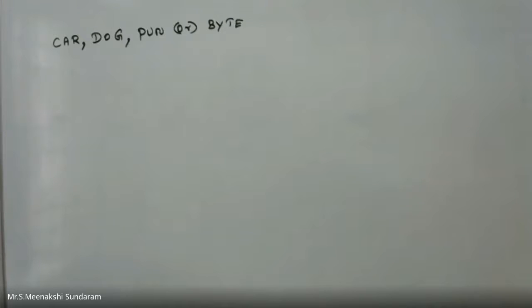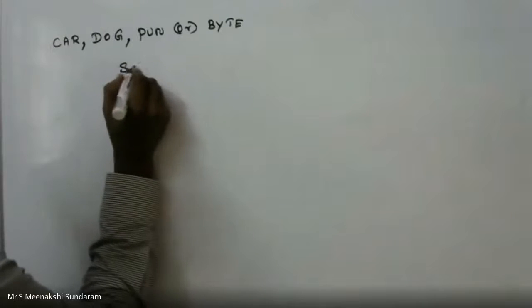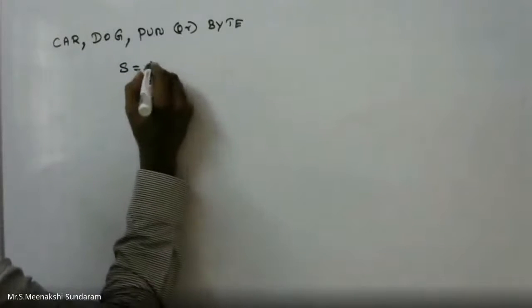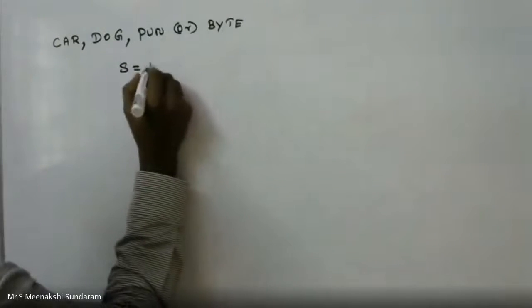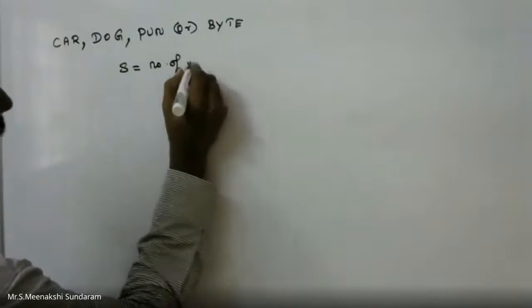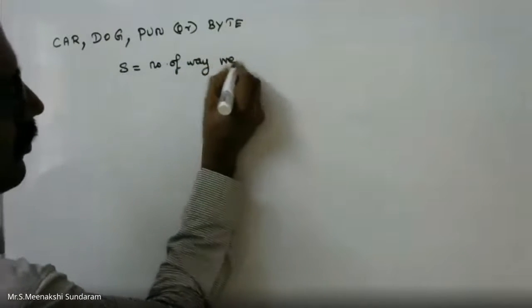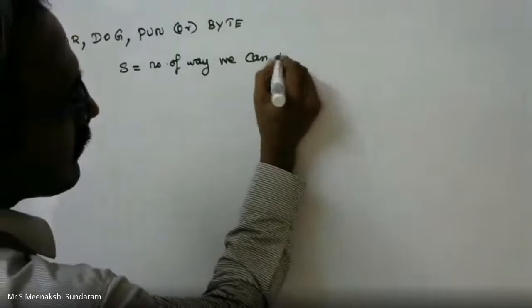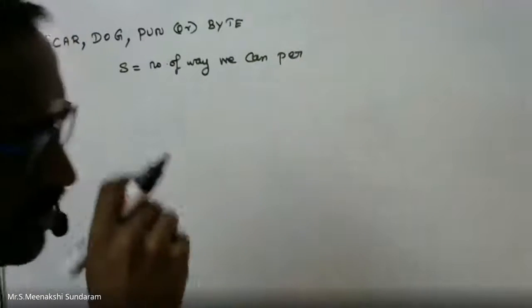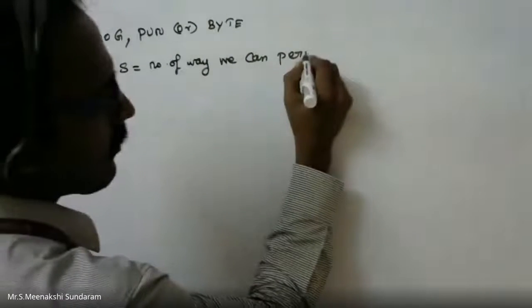First of all, you can take it as S, or A, whatever you like. So for all possible cases with 26 letters, I take it as S, the 26 alphabets. So the number of ways we can permutate it. And what do you mean by permutation? Without repetition, sir. In order.